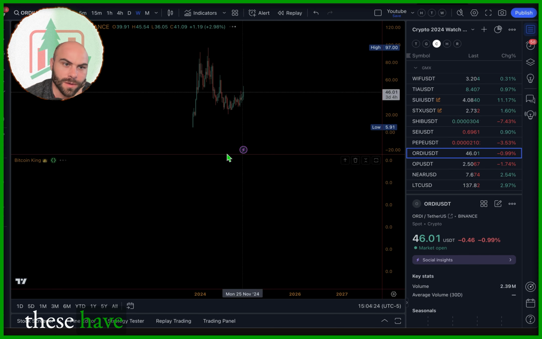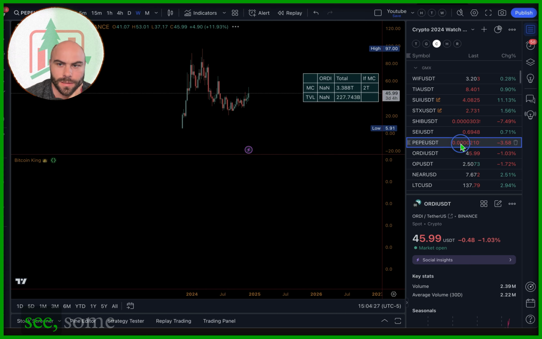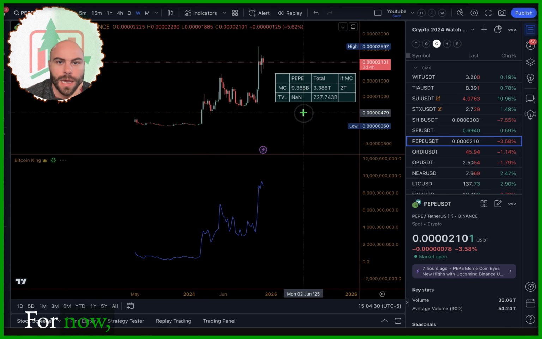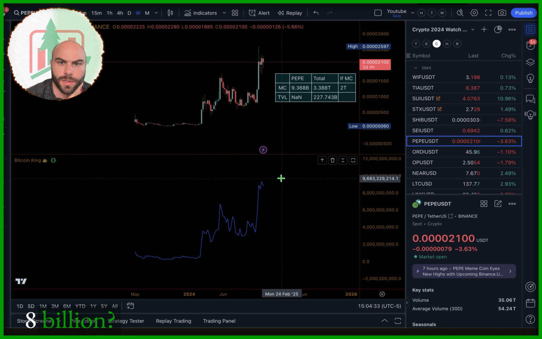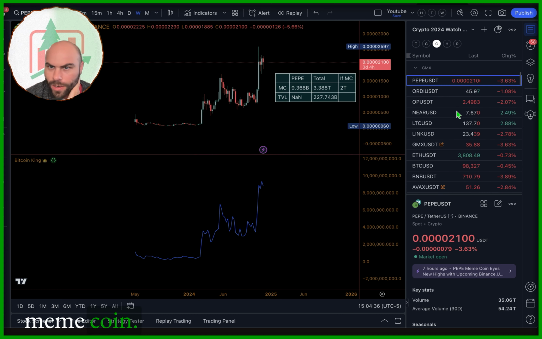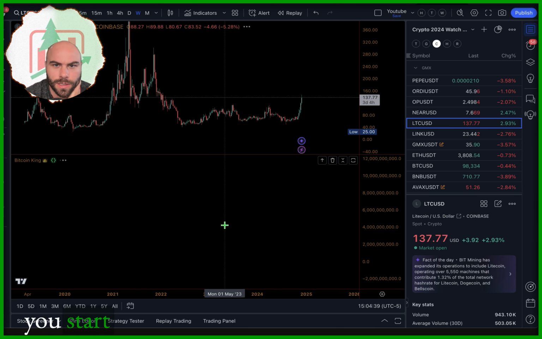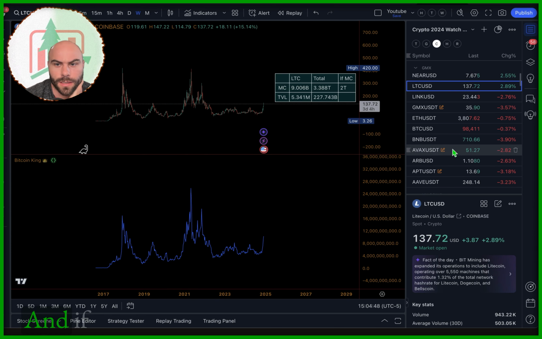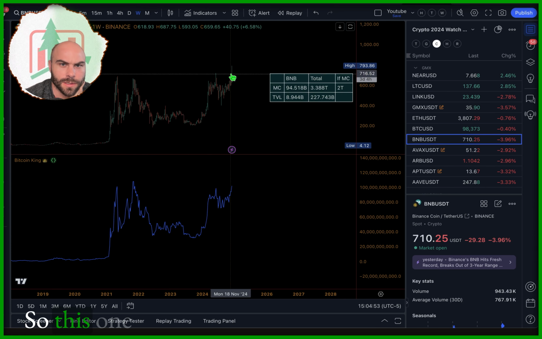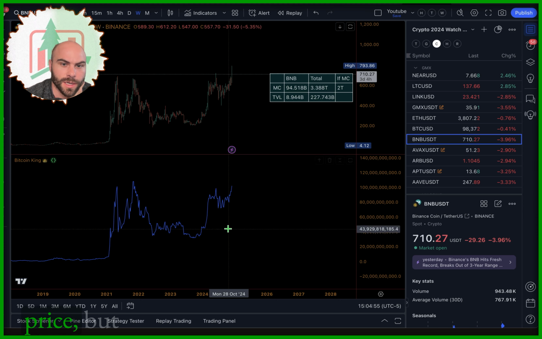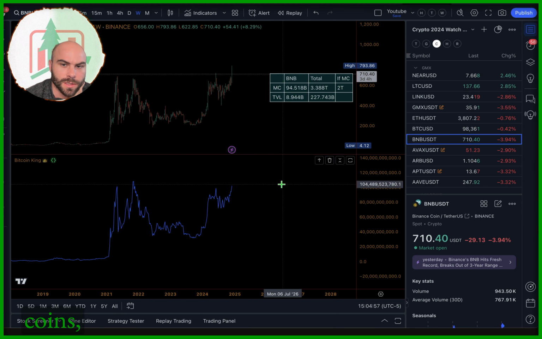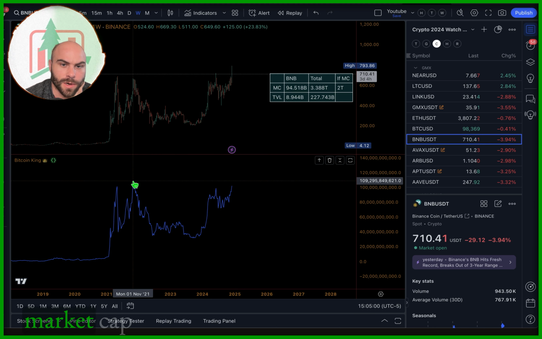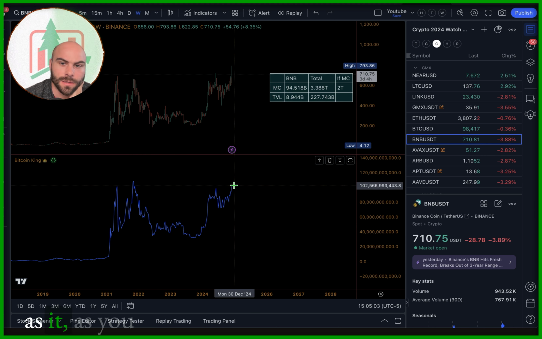Not all of these have market cap. Okay, see, some of these coins don't have it for now. Pepe has one, 8 billion, which is really high again for a meme coin. But once you start looking at these and you start getting an idea, you'll start to see how high things can really go and if they're actually higher than they should be. So this one actually made a new all-time high in price, but because they burn coins based off their fees all the time, their market cap isn't as high as you think it is.